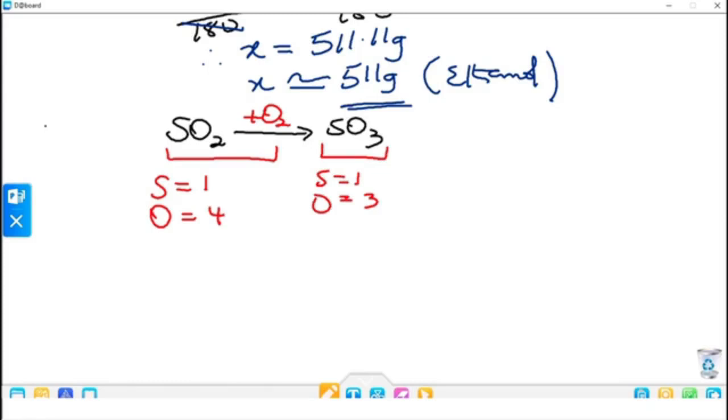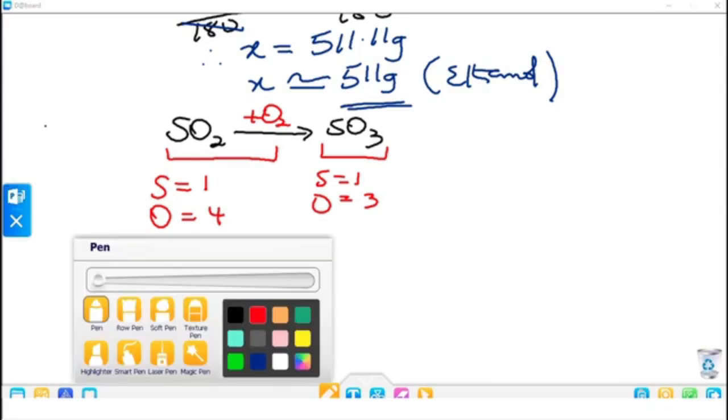So how do we balance that? Since sulfur is 1 at the left and 1 at the right, sulfur seems to be balanced, but oxygen is not balanced. Now, in trying to balance oxygen, sulfur may become altered. So if sulfur is altered, we'll have to take steps to balance sulfur again. So let us see how to balance oxygen.